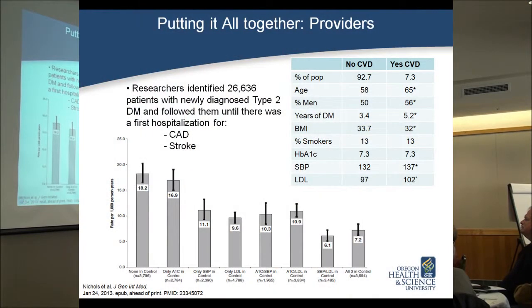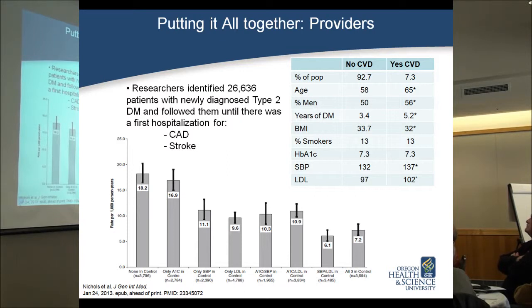So this I like because this kind of puts it all together. This is a population study of the Portland, Vancouver area done by Kaiser Health, and they looked at all the members of Kaiser within our region, which was 26,000. They had newly diagnosed type 2 diabetes, and they followed them until they were hospitalized for heart disease or stroke, because that's what kills people.